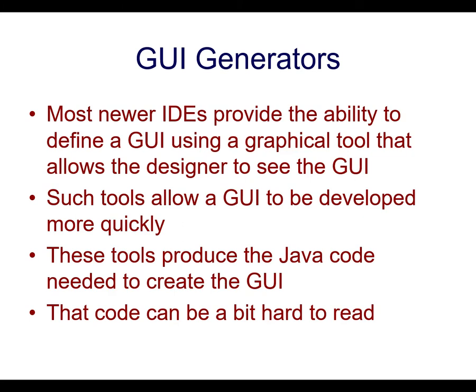We conclude this discussion of GUIs with a discussion of alternate techniques for generating GUIs. Using a GUI generator is one such alternative. Most new IDEs provide the ability to define a GUI using a GUI generator, which is a graphical tool that allows the designer to see the GUI as it is being defined. One of the benefits of this approach is that such tools allow a GUI to be developed more quickly. These tools produce the Java code needed to create the GUI. One of the drawbacks to this approach is that the generated code can be a bit hard to read.